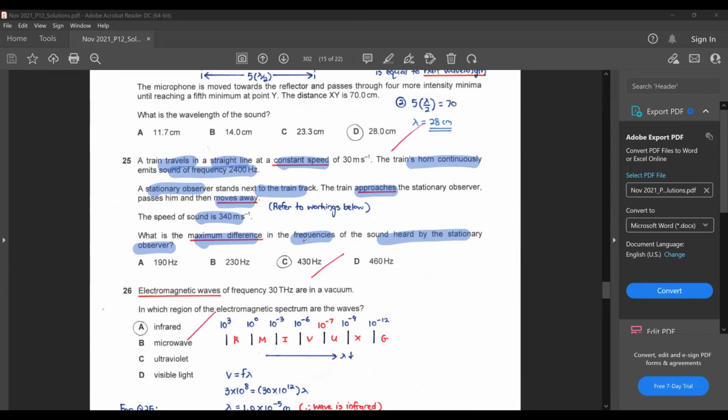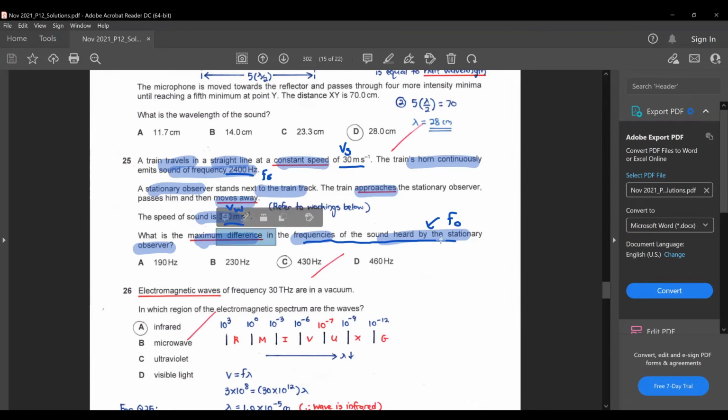Because they say the frequency of sound heard by the observer, this is referring to your observed frequency. The speed of sound here is the speed of your wave. The train's horn continuously emits sound of frequency 2400 Hz. This is your source frequency. The train travels in a straight line at constant speed, 30 meters per second. This is your source speed. So these are the variables that you know right now. They're asking you the maximum difference in observed frequency.